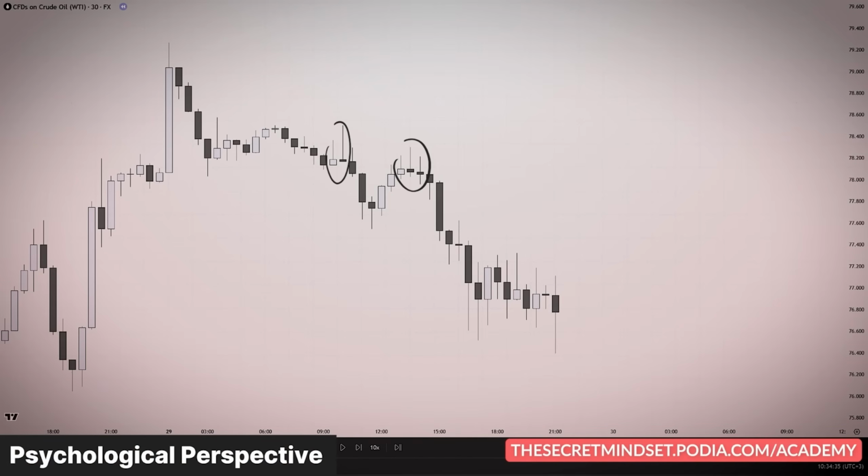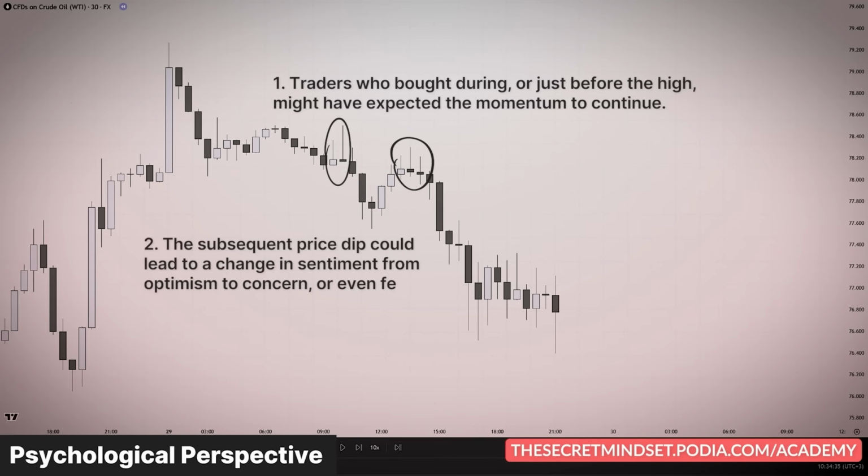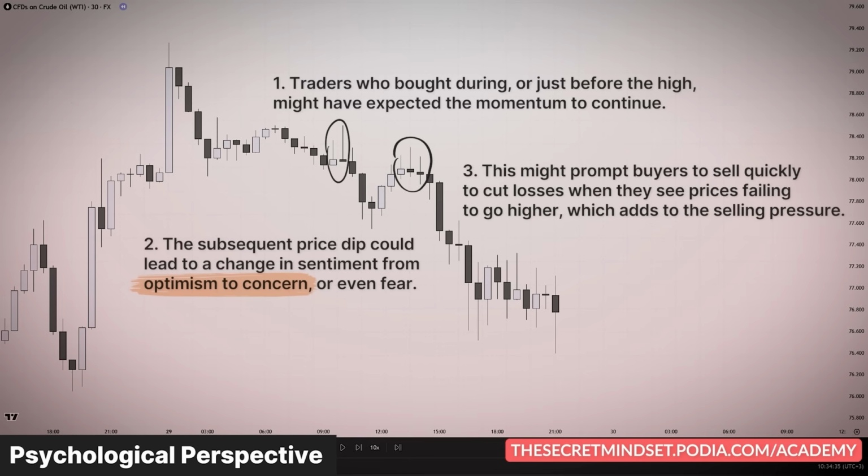From a psychological perspective, this signal plays a vital role. Consider the first bullish candle. Traders who bought during or just before the high might have expected the momentum to continue. The subsequent price dip could lead to a change in sentiment from optimism to concern or even fear. This emotional shift is crucial, as it might prompt those buyers to sell quickly to cut losses when they see prices failing to go higher, which adds to the selling pressure.